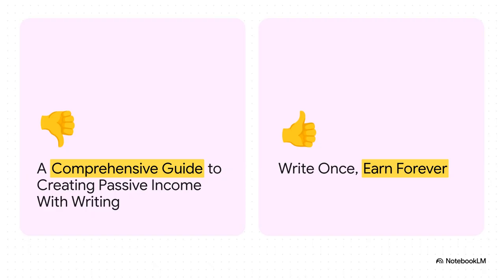And this right here is a perfect example of what I'm talking about. Just look at the difference. On the left, you have a comprehensive guide to creating passive income with writing. Yeah, it's descriptive, but it's kind of boring, right? It's weak. Now look at the right. Write once, earn forever. That's not a description. That is a powerful emotional promise. That's what gets the click. It proves it. Less is so much more.